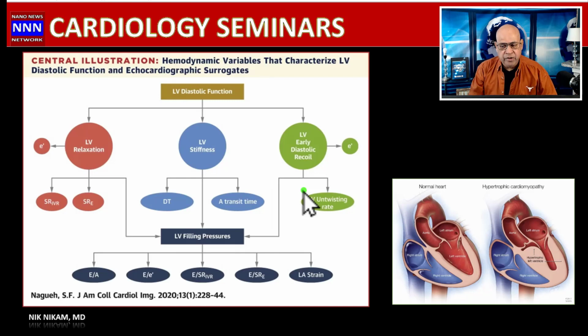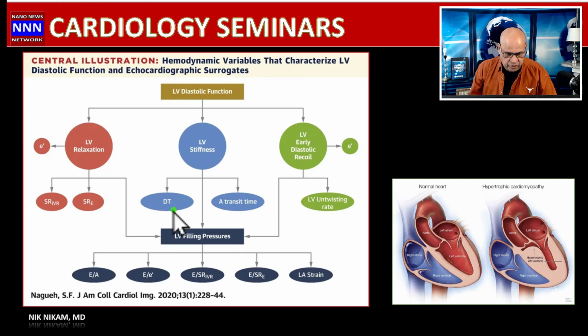Whereas in a patient with diastolic dysfunction, the squeezing is slow. The squeezing function may be normal, but the relaxation is slow. The rotation is reduced, and the diastolic recoil is sluggish. So there are three different functions, all of which are impaired in patients with diastolic dysfunction.